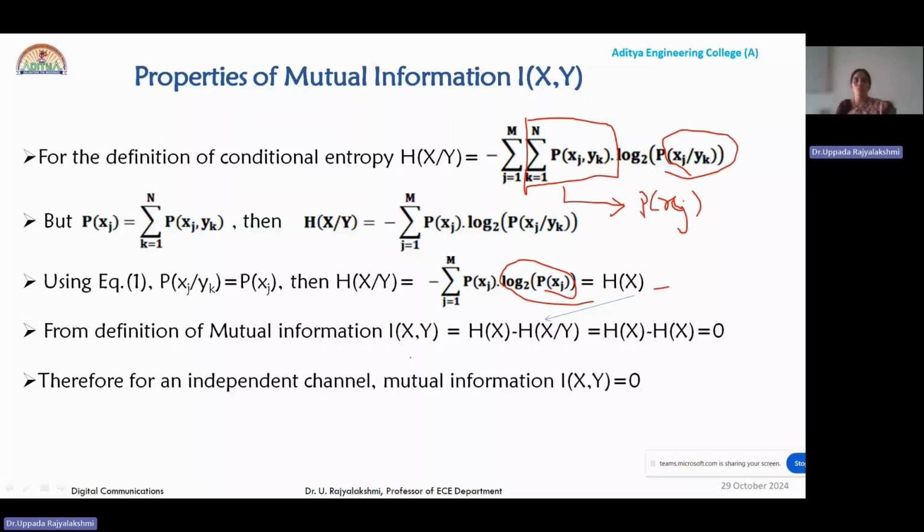So from the definition of mutual information, I of xy is equal to either H of x minus H of x by y, or H of y minus H of y by x. If you consider it as H of x minus H of x by y, from the above equation, H of x by y is equal to H of x. So if you replace this with H of x, both get cancelled and the mutual information becomes 0. Therefore, for an independent channel, mutual information is 0.